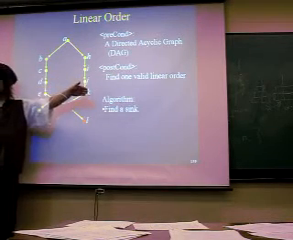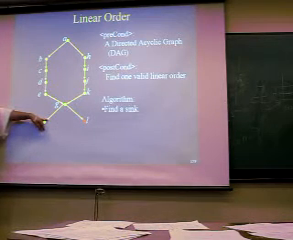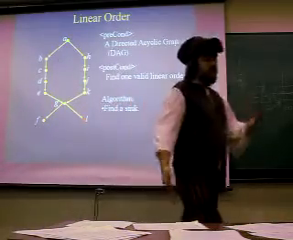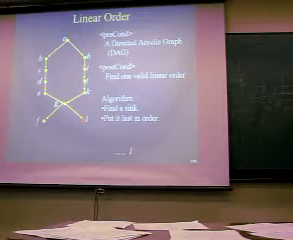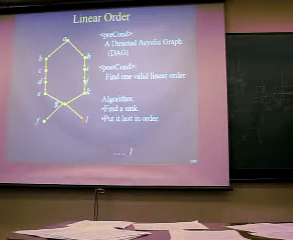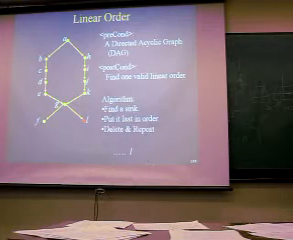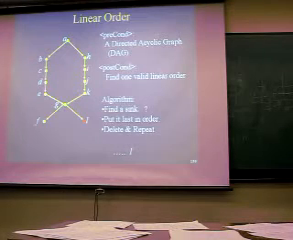It can be the last one. Does it have to be the last one? I mean, this guy could be last too, but it can be last. So our algorithm is to find a sink and put it last, remove the sink, and repeat. All right, so now how long does it take to find a sink, or how do you find a sink?